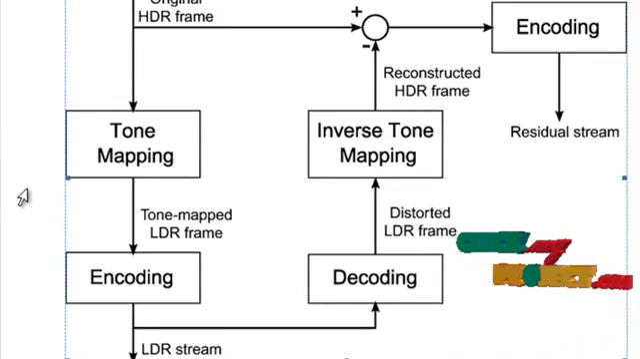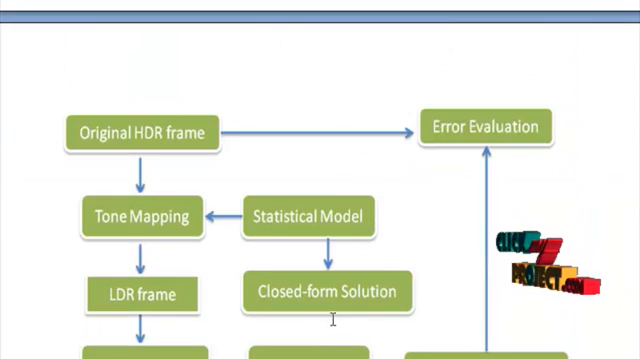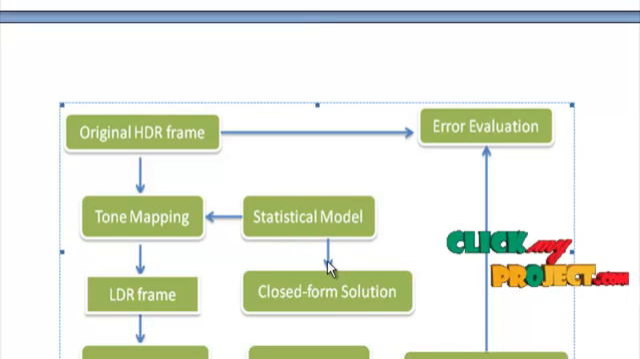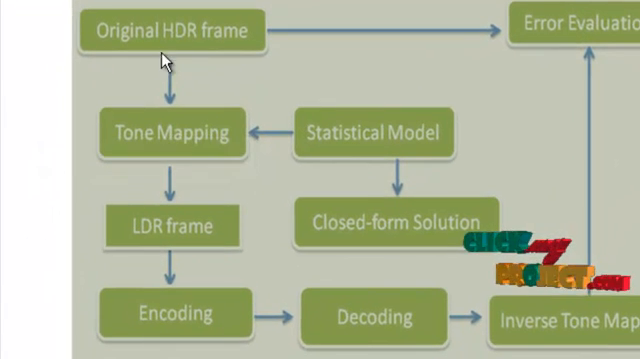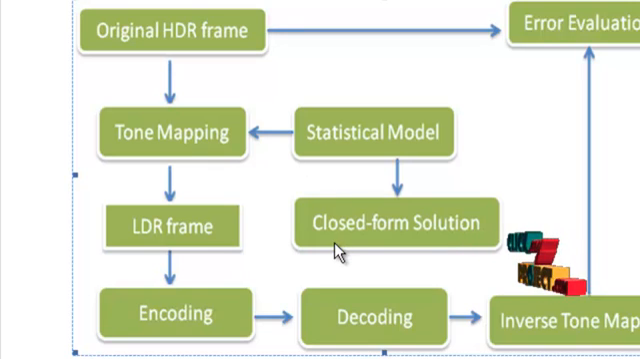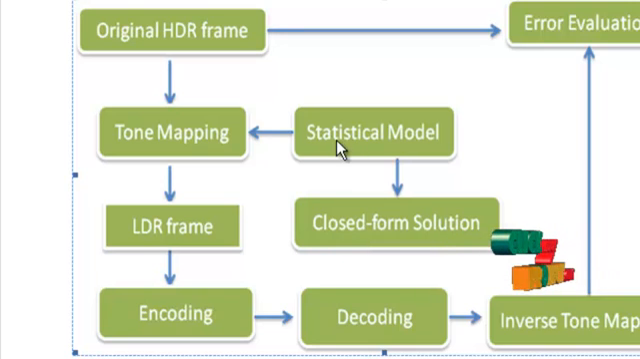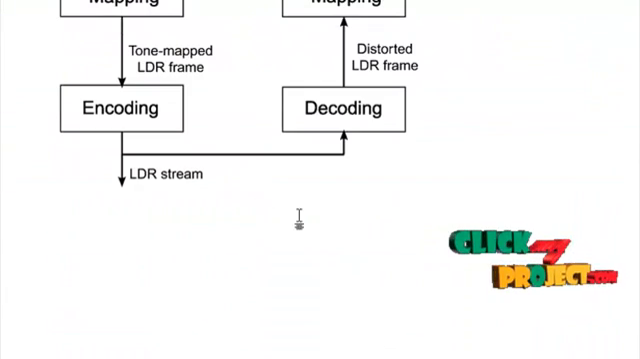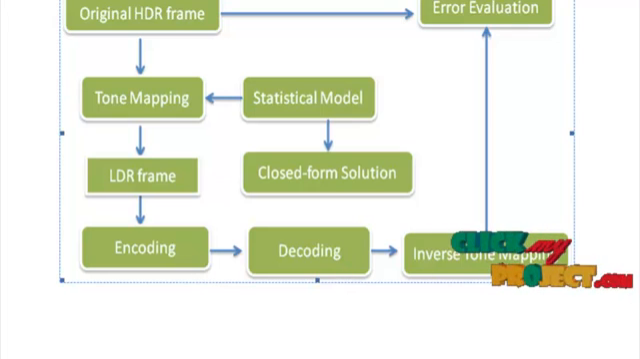In order to know the depth of the original process, there are two models. One is the closed form solution and another is the statistical model. In the closed form solution, we are subjecting the original HDR frame, and the tone mapped frame is given to the closed form solution, and what we get is subjected to a statistical model. This statistical model is capable of reducing the distortions. So the previous procedure of encoding and decoding is applied here too, and as a result of inverse tone mapping, you will be evaluating the error.